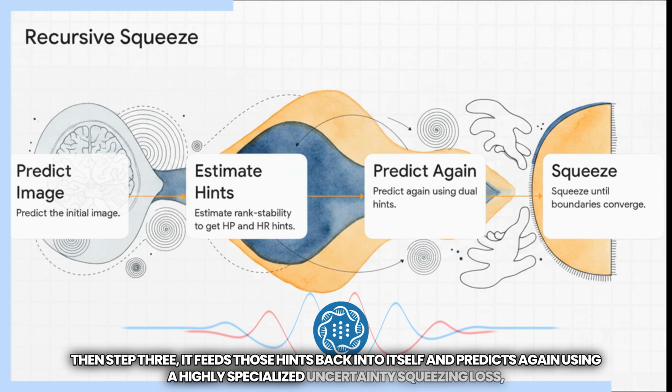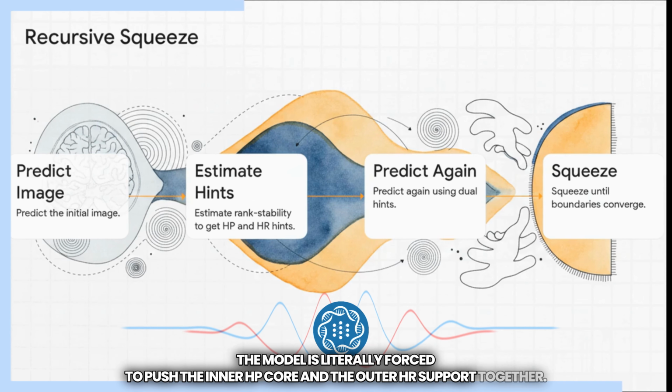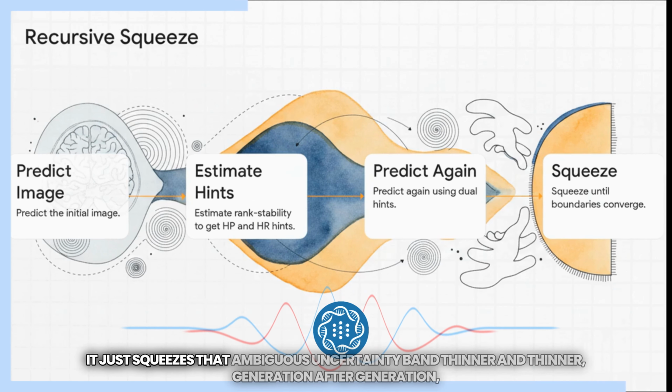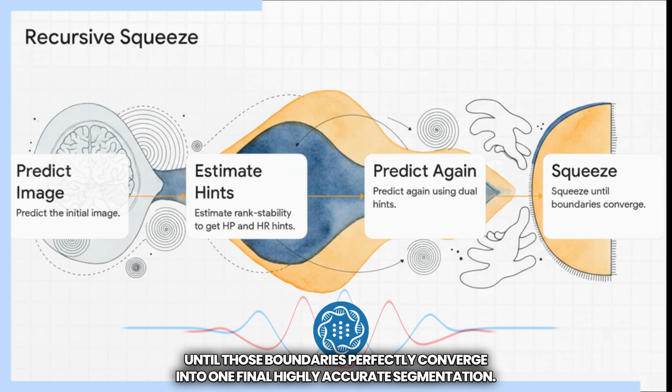Using a highly specialized uncertainty squeezing loss, the model is literally forced to push the inner HP core and the outer HR support together. It just squeezes that ambiguous uncertainty band thinner and thinner, generation after generation, until those boundaries perfectly converge into one final, highly accurate segmentation.